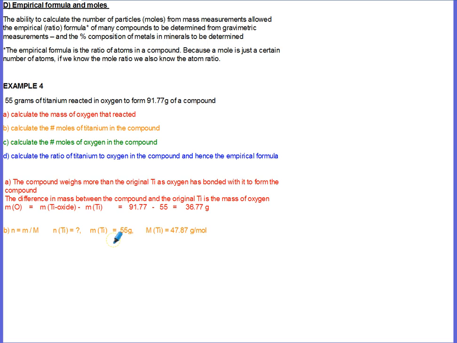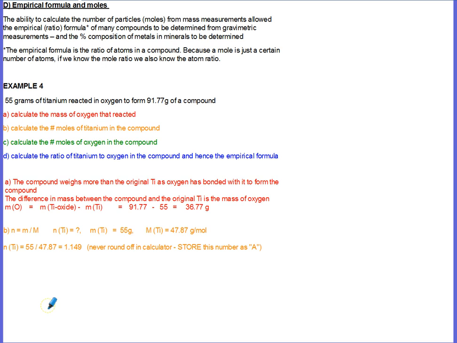We've been given the mass of titanium, which is 55 grams, and from the periodic table we can figure out the molar mass of titanium, which is 47.87 grams per mole. So now we can start substituting. The moles of titanium, therefore, must be the 55 grams divided by the 47.87 grams per mole molar mass, which tells me that in this particular compound there is 1.149 moles of titanium.